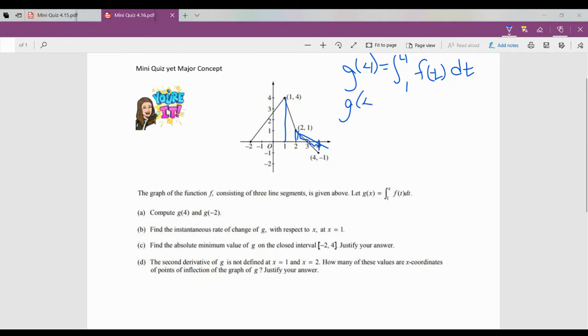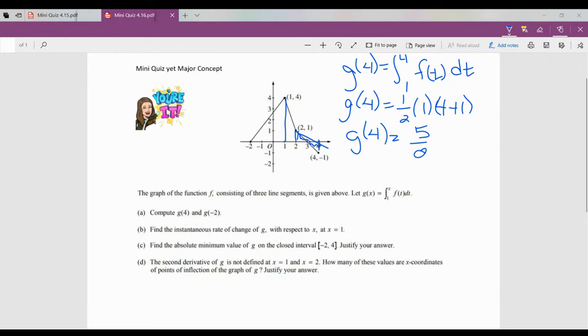So g of 4 is going to equal 1/2, from 1 to 2, that's a distance of 1. And then the height of that first base is 4 plus the height of that second base is 1. So g of 4 is going to equal 5/2.